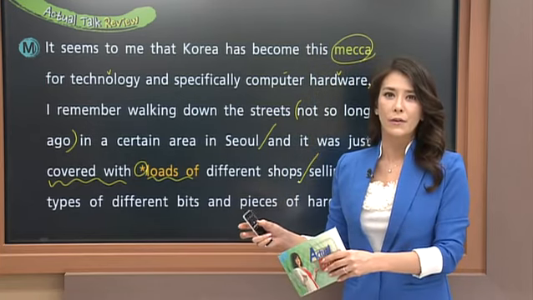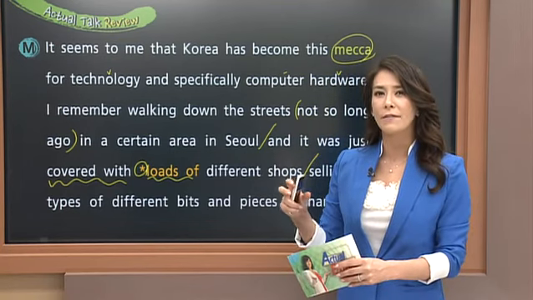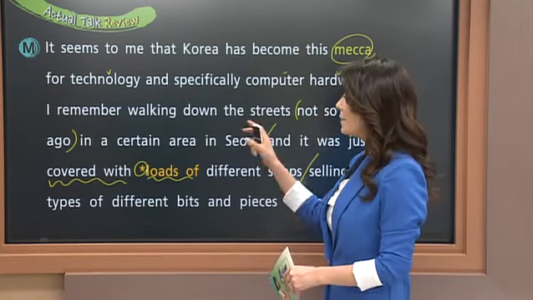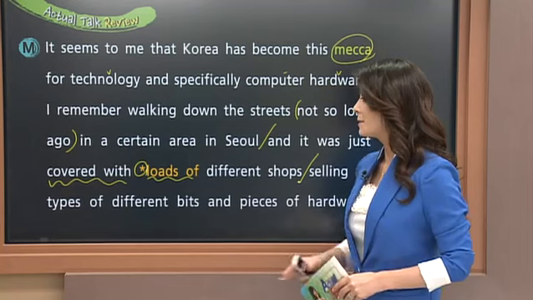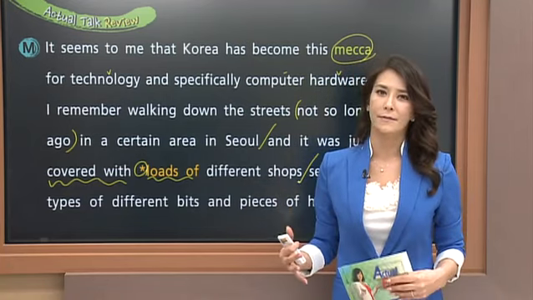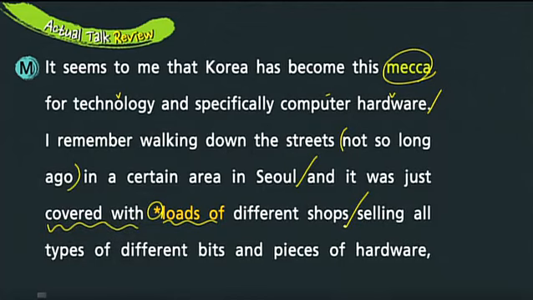That street is covered with coffee shops. It means there are a lot of coffee shops on that street. Okay? So he's saying the area was covered with loads of different shops. Loads of something pretty much means a large number of something, a lot of something. Okay? Now what? There were different shops selling all types of different bits and pieces of hardware.